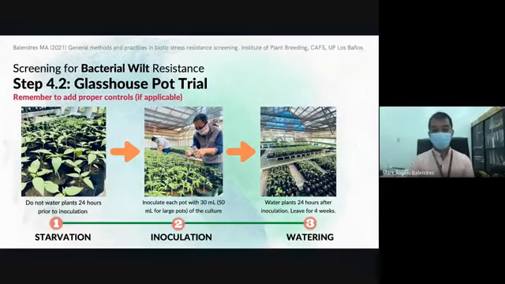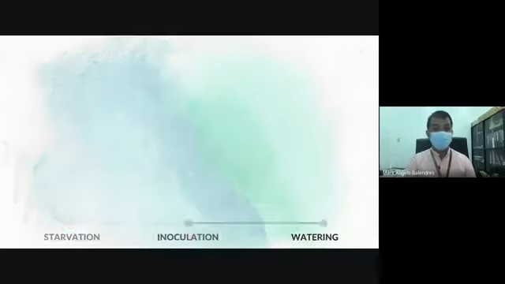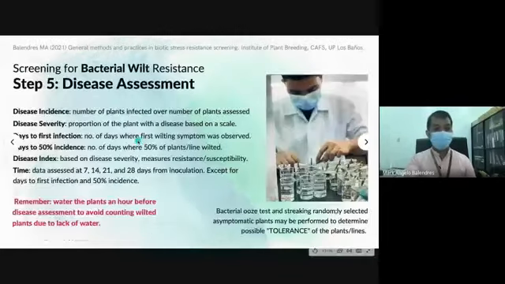For large pots, you could add 50 ml of your inoculum suspension. And then after 24 or 48 hours, depending on the need, you can start watering the plants and water as needed. And then you need to leave them for 4 weeks after inoculation. But the data gathering would be 7, 14, 21, and 28 days. I'll discuss more about the data gathering in this particular slide.